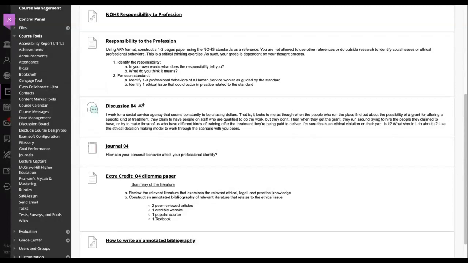We look at the questions. Now remember, this is a critical thinking exercise. So responsibility to the profession. You need to identify the responsibility. In your own words, what does it tell you and what do you think it means? You need to read all of the standards that are contained within the responsibility to the profession and summarize those. That's what question number 1 is saying. Read it, sort of summarize it. What does that responsibility tell you, in your own words? After you've read all of those standards, what does it tell you? And what do you think it means?